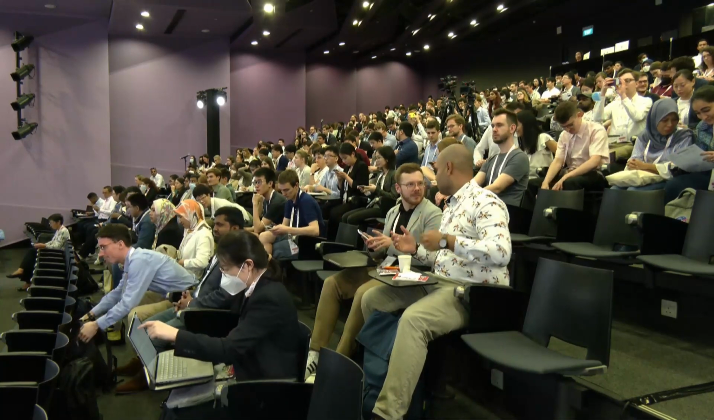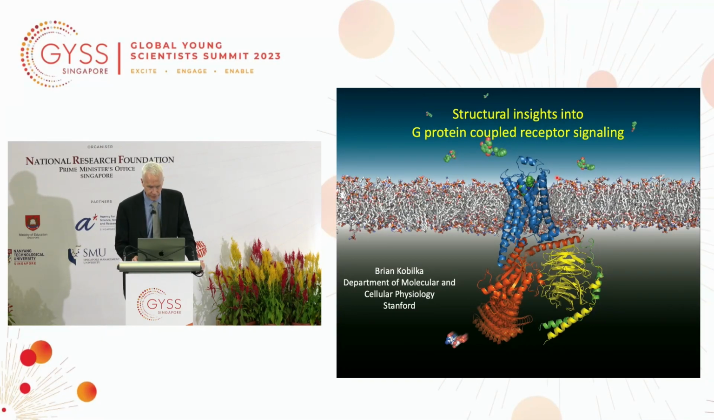So I want to thank the organizers for inviting me. We're going to go from something very big, the universe, to something very small, and talk about this family of proteins that are very important in regulating virtually all functions of the human body. And these are G protein coupled receptors.